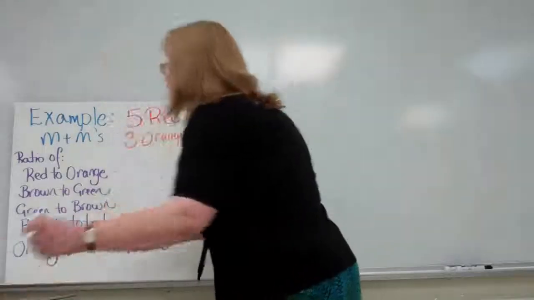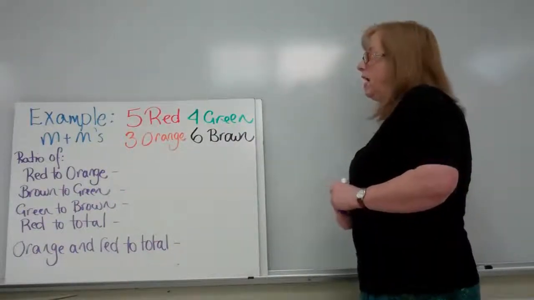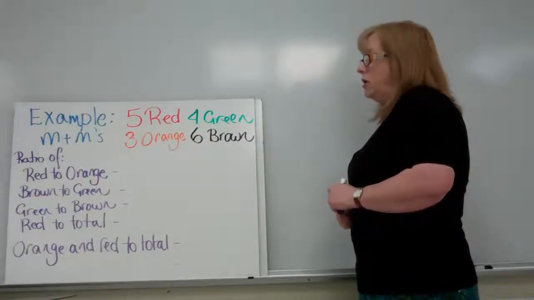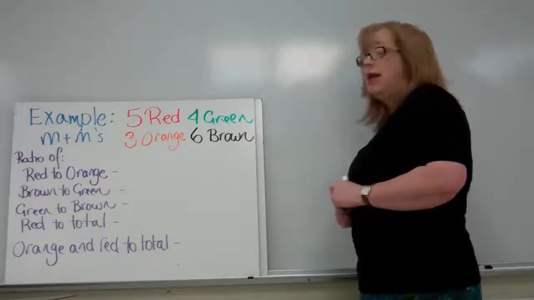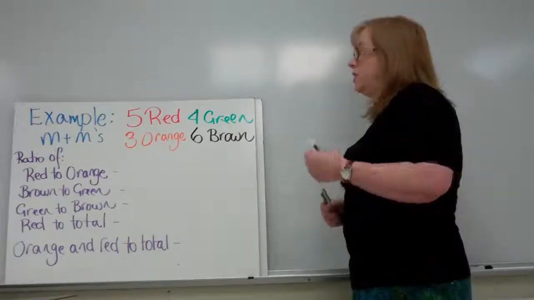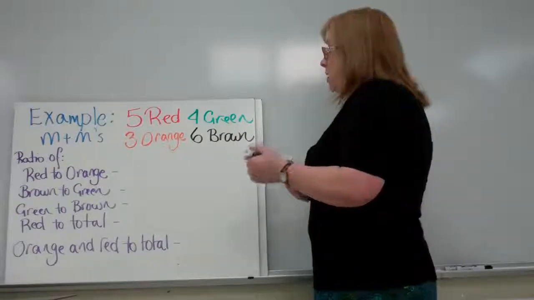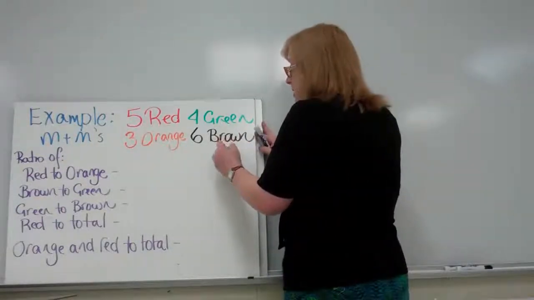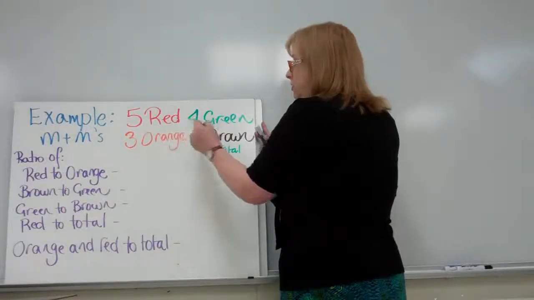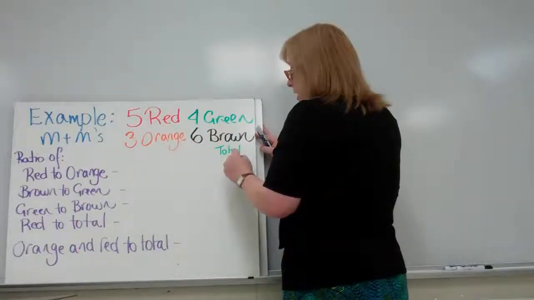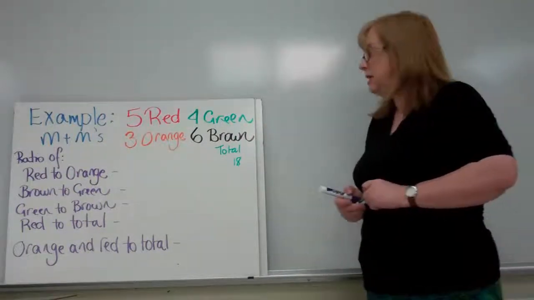Now, let's use another example. This time we've got M&Ms. We have 5 red, 4 green, 3 orange, and 6 brown M&Ms. And the first thing you want to do on these is to figure out what is the total. Well, here our total is 5 plus 4 plus 3, 12, and 6, 18. So our total number of M&Ms is 18.